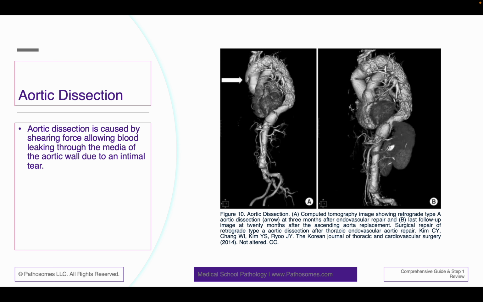Now let's talk a bit about another important condition known as aortic dissection. You're going to see this a lot. Aortic dissection is caused by shearing force, allowing blood leaking through the media of the aortic wall due to an intimal tear. Now this image is showing a CT scan for a retrograde type A aortic dissection in A, and then months later after it was repaired.